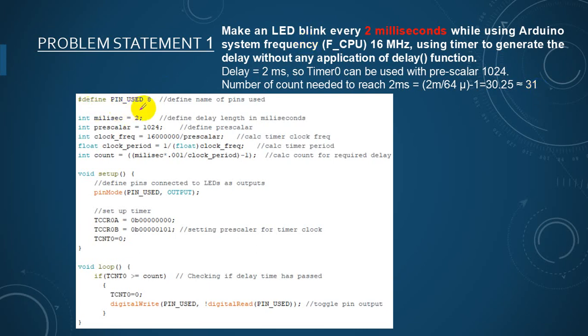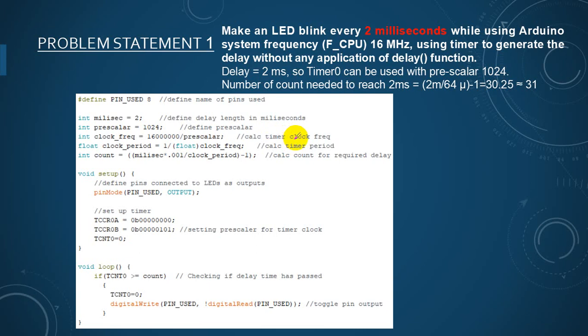First, define the pin number that will be used to send the output signal, pin number 8, for example. Integer millisecond, that means 2 millisecond we need the delay. Define delay length in millisecond. Then integer prescaler 1024. Define the prescaler. Integer clock frequency. So 16 megahertz divided by the prescaler. Okay.